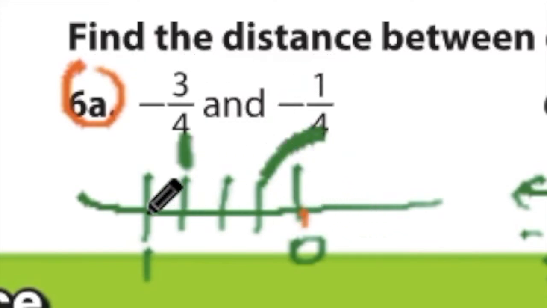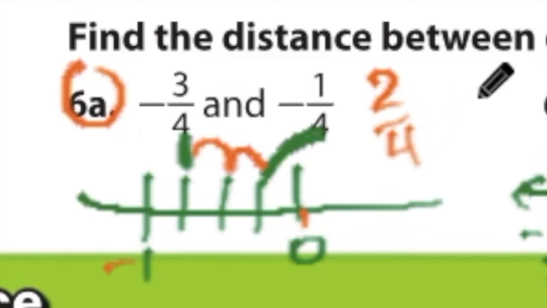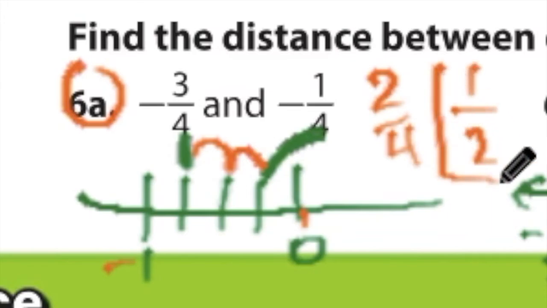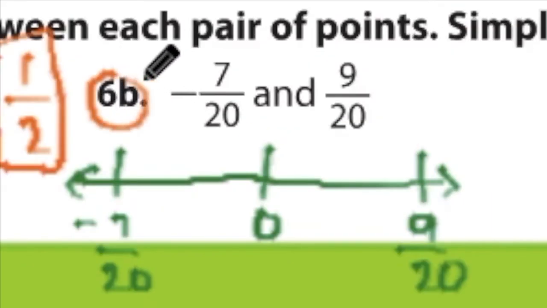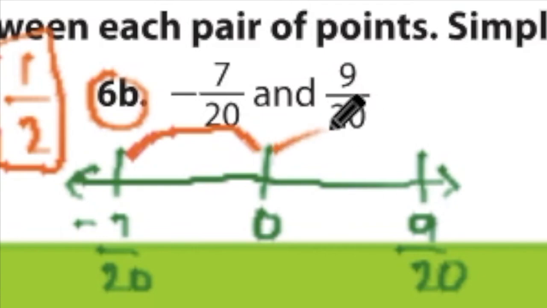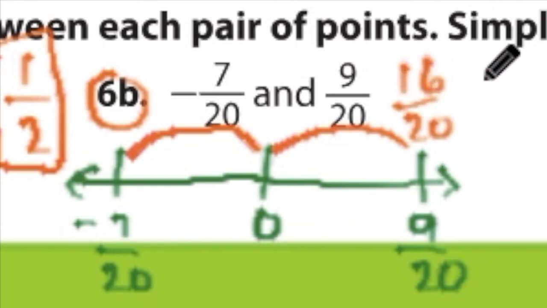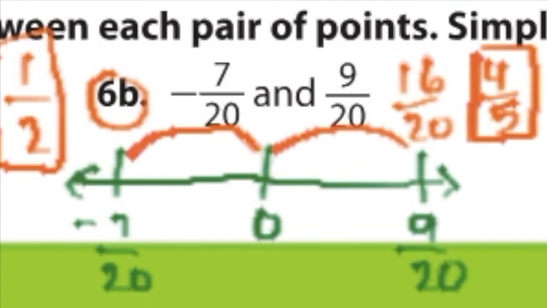Here is 0 and here is -1, and there are 2/4 jumps in between those two fractions, or 1/2 of a unit. On 6b, I didn't write all the tick marks, but you can visualize here. -7/20 back to 0 is 7 jumps, and then 0 to 9 is another 9 jumps. 7 and 9 is 16, and 16/20 reduces to 4/5. So 4/5 of a unit between those two fractions.